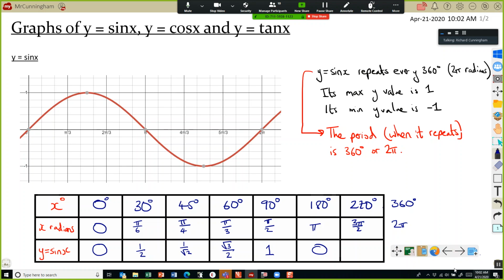Move this out of the way. How do I move that? Oh, there we go.